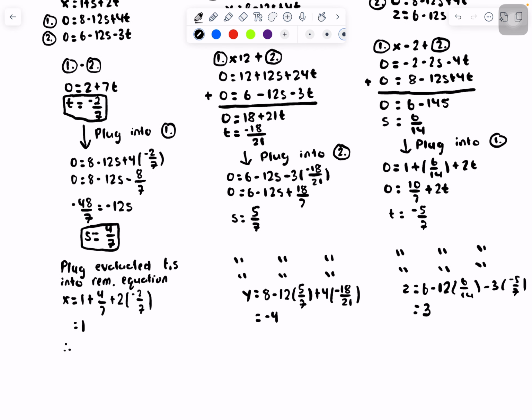So therefore, x-intercept, y-intercept, z-intercept. 1, 0, 0. Y-intercept, we got 0, negative 4, 0. And lastly, 0, 0, 3.